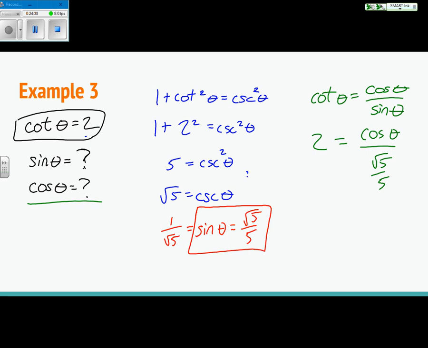Now, some of you might have been saying, well, I would have done another Pythagorean identity. I would have done sine squared plus cosine squared equals 1. You would have got the same answer, okay? I think that just using one Pythagorean identity, though, is going to be enough going forward, all right? So just multiply both sides by square root of 5 over 5, and I get 2 square roots of 5 over 5. And that is what my cosine is going to equal. Good.